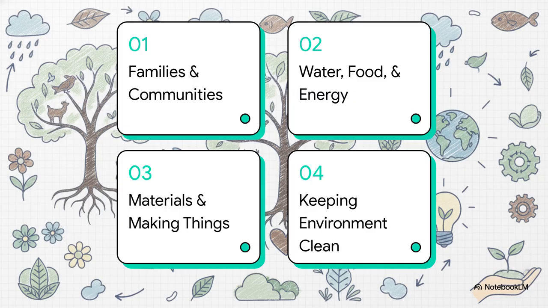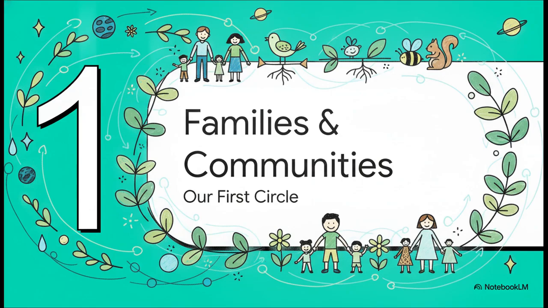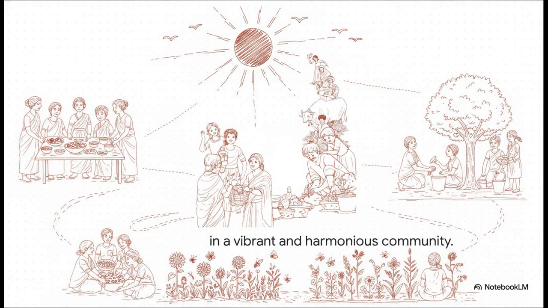Let's dive right in. Section 1: Families and connected communities. We start with our innermost circle. Think about how families live close together, cultivating plants and collectively caring for their surroundings. In a vibrant, harmonious community, everyone just pitches in. When we share our environment, whether we're helping a neighbor out or tending to a shared garden, we are actively contributing to the well-being of the whole world. It really does all start right here, in our local, supportive communities, because none of us exist in isolation.